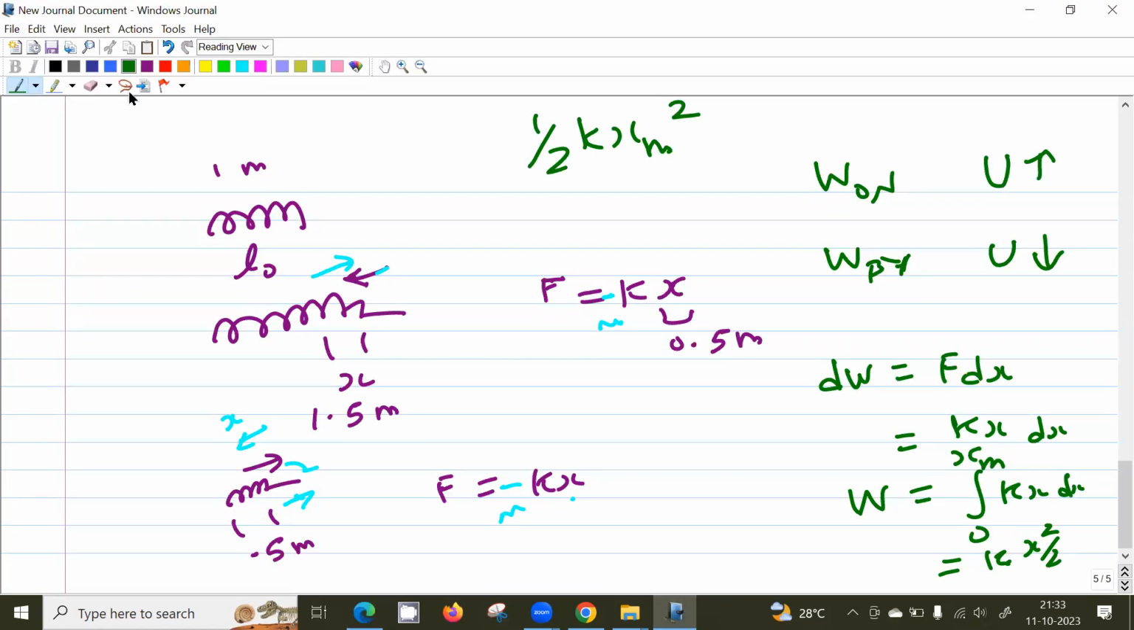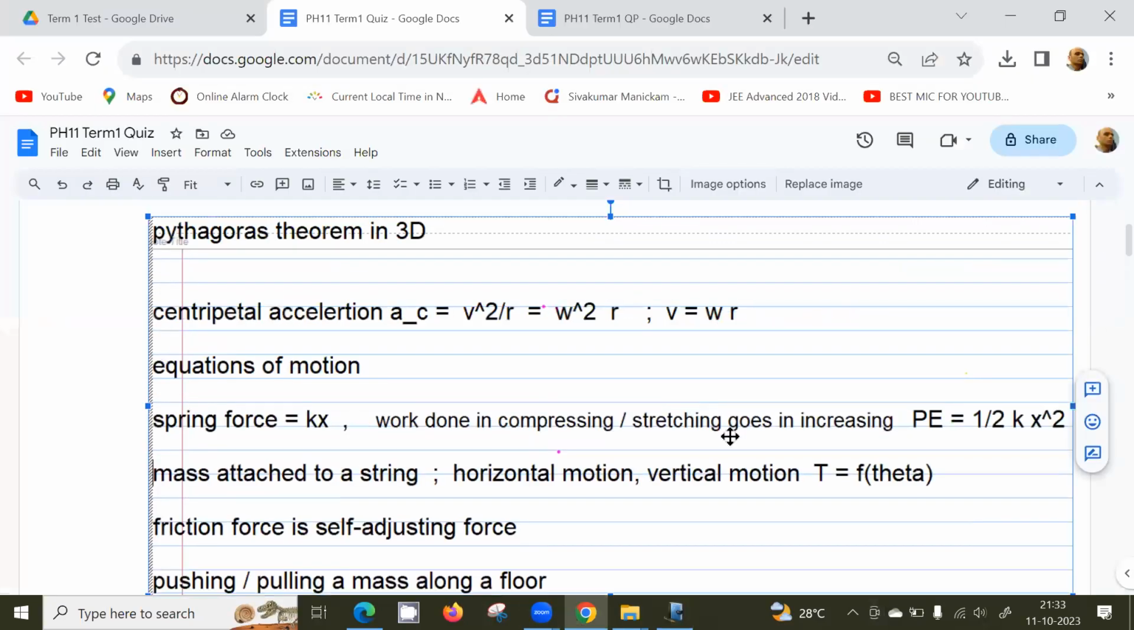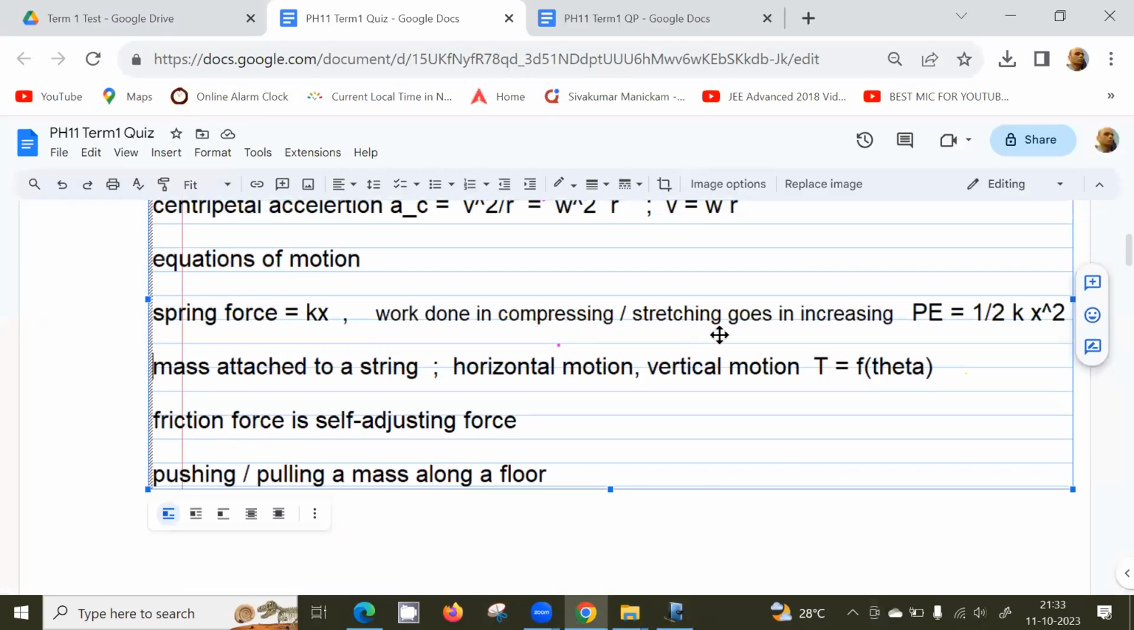So whenever work is done on the system, its energy will go up. Here I'm applying force on the spring to compress it or stretch it. So the system is just the spring, and external to the system is my hand. My hand is doing the work of compressing or stretching. So work is done on the system, so the potential energy will go up. The work done in compressing or stretching the spring goes into increasing the potential energy, which is half kx square. This is simple.